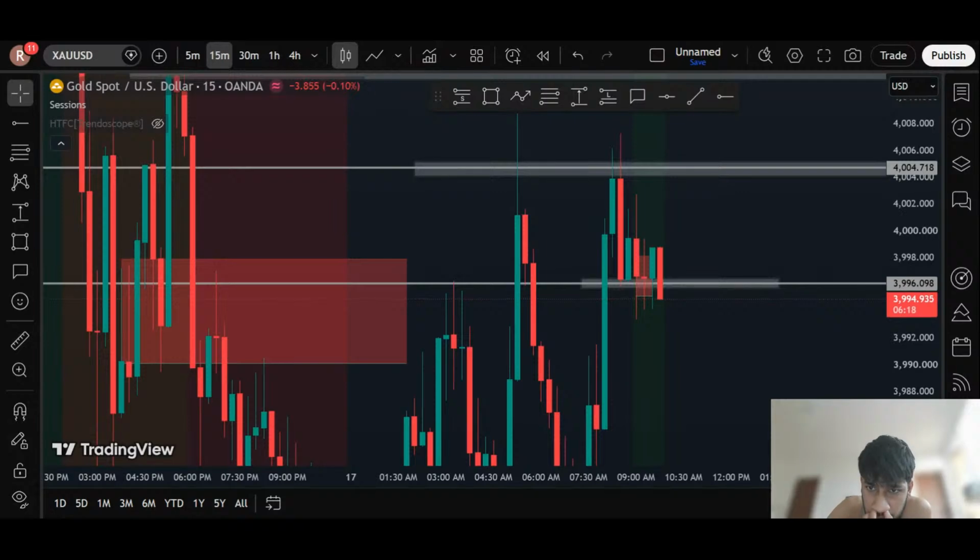Can you explain what strategy you use, break and retest, or just breakout? Breakout. If I had to characterize it, I think it has to be breakout.